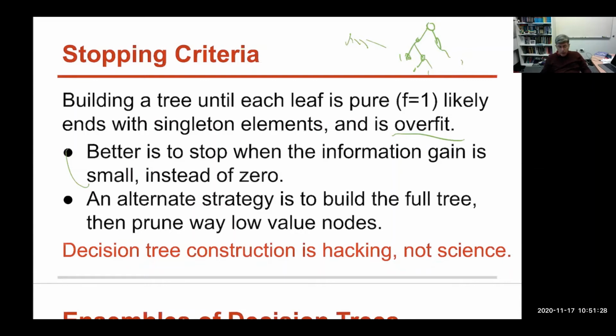An alternate strategy that people use for building good decision trees is they build the full tree so it classifies every example, and then look for low value nodes, ones that if you remove this test, it's not going to make a big difference in the prediction accuracy. And maybe get it down to a tree with 10 nodes that does the best job you can.